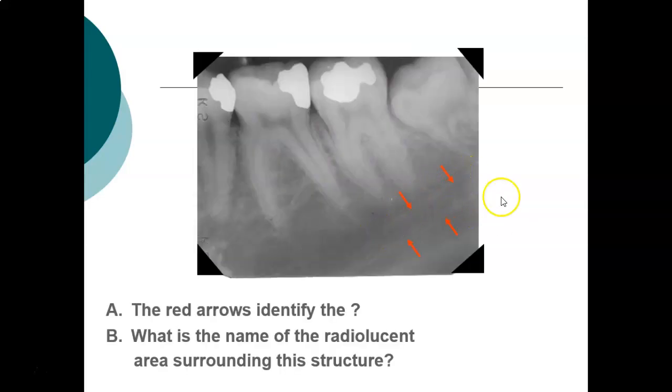What about these two white radiopaque lines, pretty straight looking lines? That's the mandibular canal. And then what about this kind of radiolucent area along the molars? That's going to be the submandibular gland fossa.